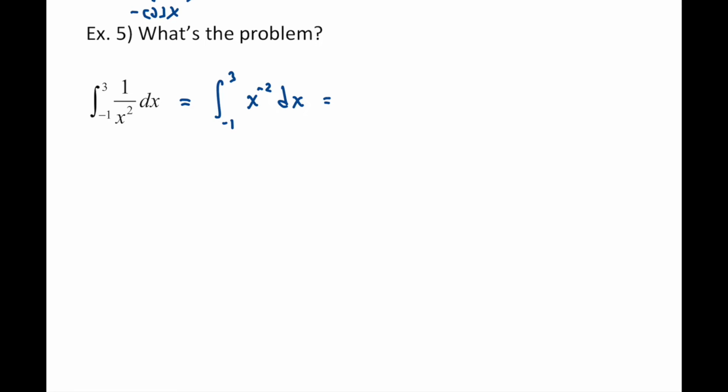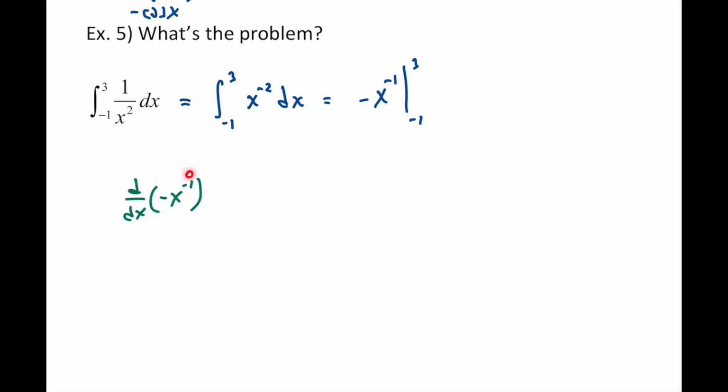Antiderivative, so I'm going to add 1 to my exponent, that's going to be x to the -1. And I'm thinking about, okay, if I were to take the derivative, -1 multiplied by something needs to give us +1 as a coefficient. So that's got to be negative x to the -1. And we're going to evaluate from -1 to +3. Now just checking my derivative, d dx of negative x to the -1.